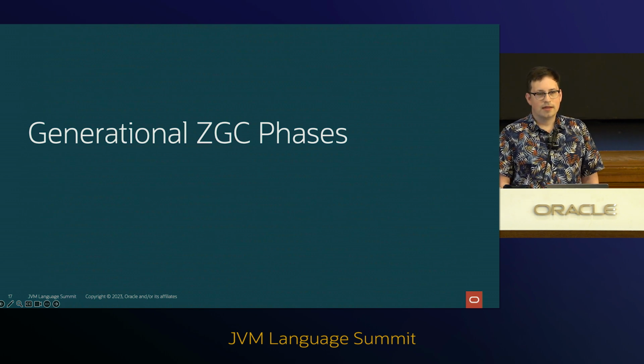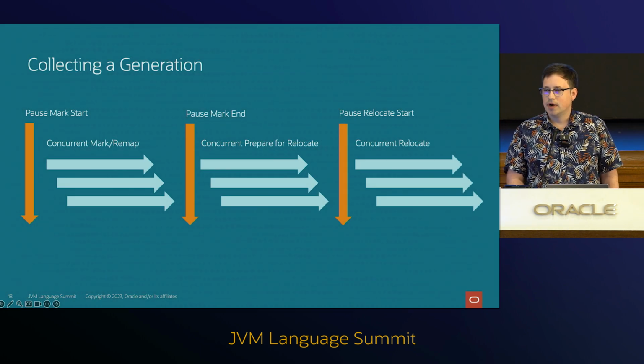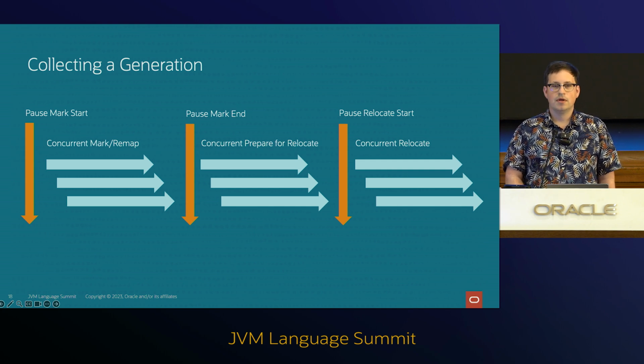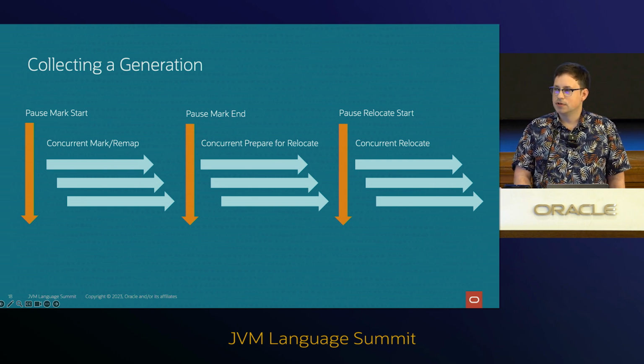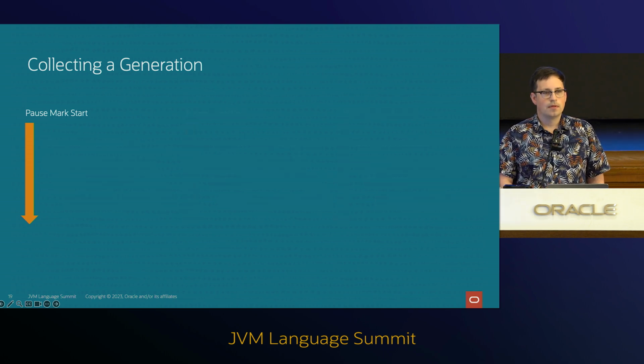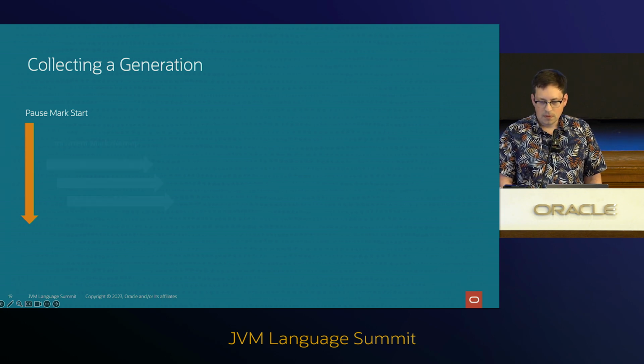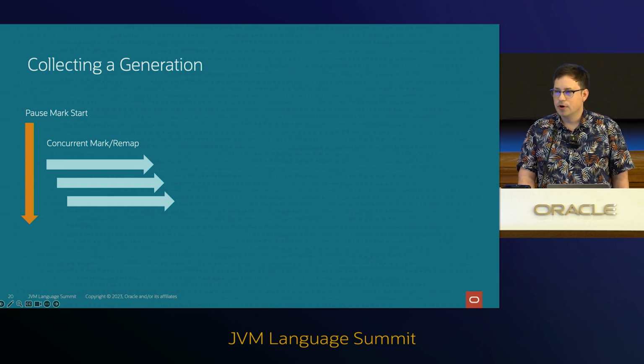So if we look at the phases of the generational ZGC when we're collecting a generation, it might look something like this. So we have some vertical blue arrows here that denote GC pauses, and some light blue horizontal arrows here that are concurrent phases. Starting at the beginning, we have a mark start pause, and this is a synchronization point. It doesn't really do anything. That just denotes now marking has started. Then we start running the application and do some concurrent marking.